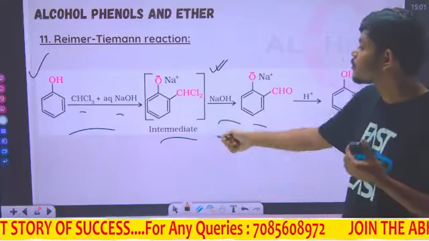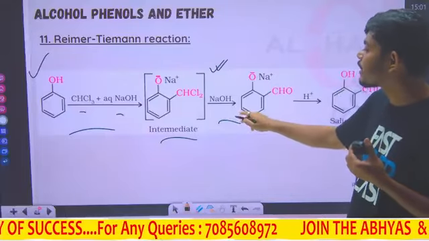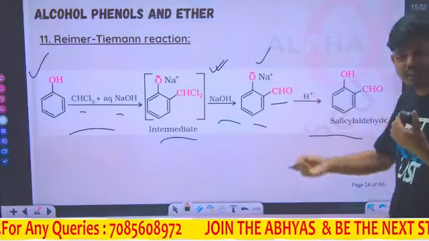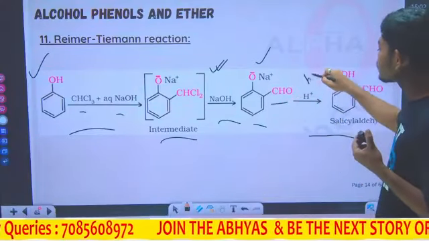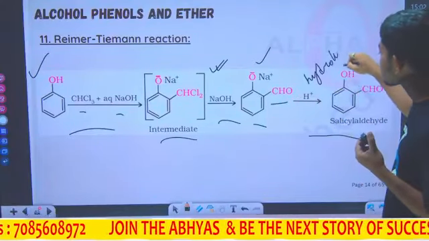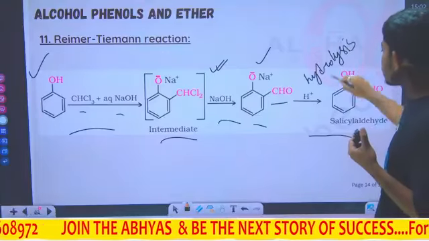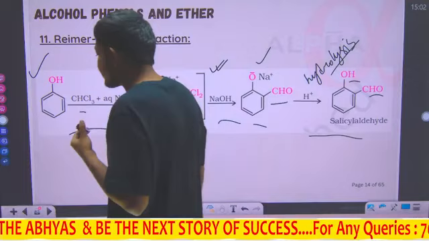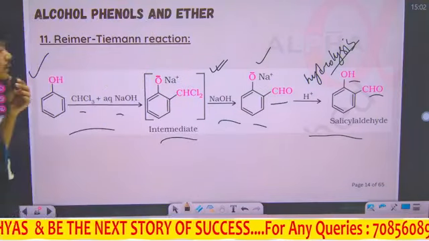So this is your intermediate, know this. After reacting with sodium hydroxide, a CHO group is introduced here, and this remains the same. There is a phenoxide, and this is your hydrolysis. Simple, the phenoxide transforms into OH and your CHO group. This is salicylaldehyde. One is salicylic acid, one is salicylaldehyde.